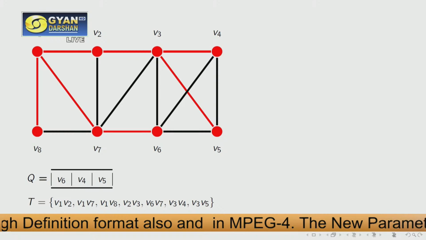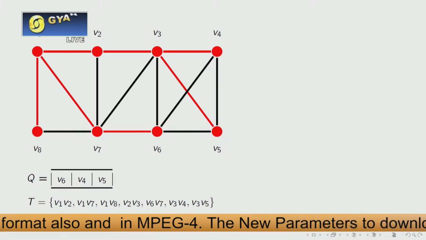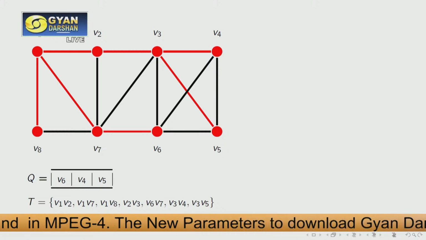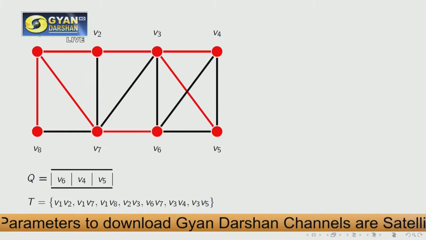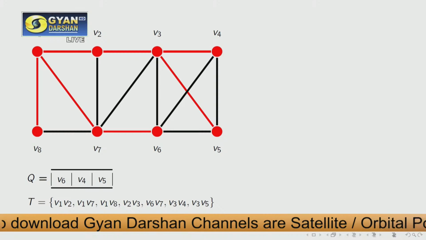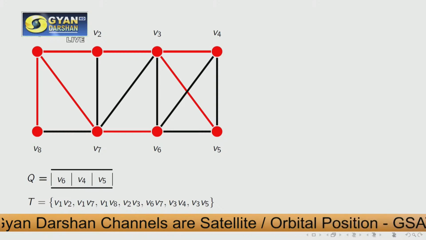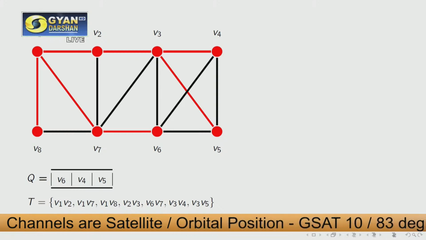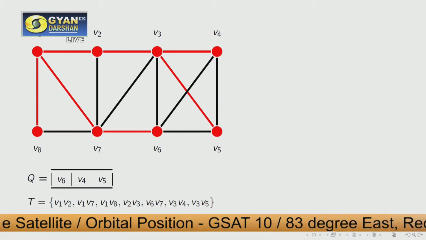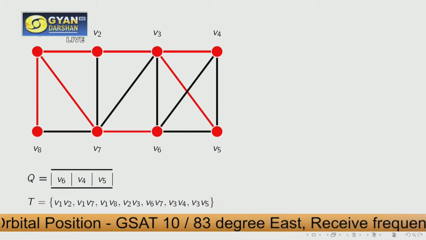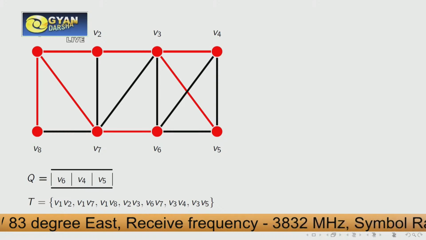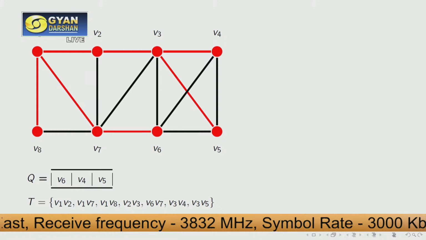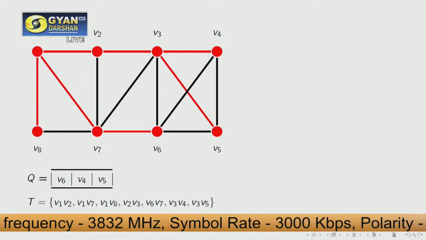So now you can see that although we have visited all the vertices, Q is still non-empty, so the process has to be continued. Let's see what happens. The next vertex that we are going to remove from Q is V6. So we just remove V6, but all the neighbors of V6 have been visited, so no change is going to take place in T.